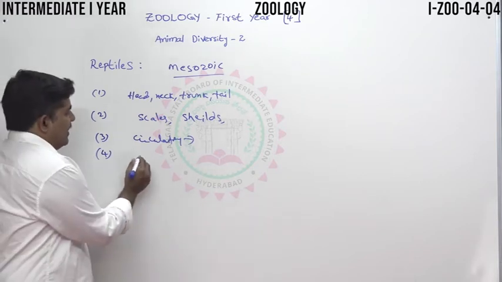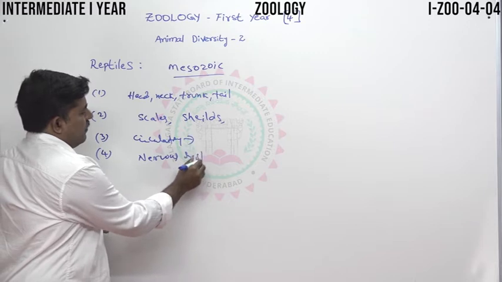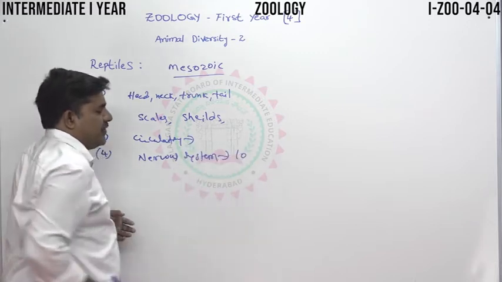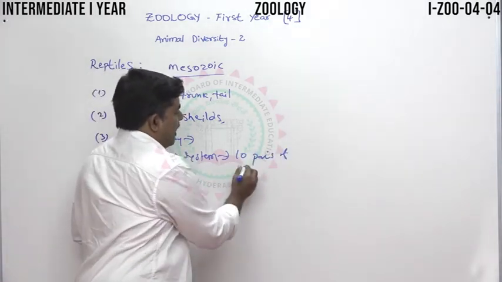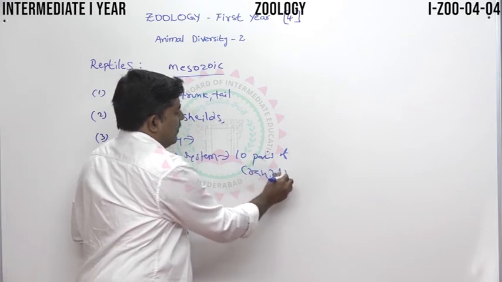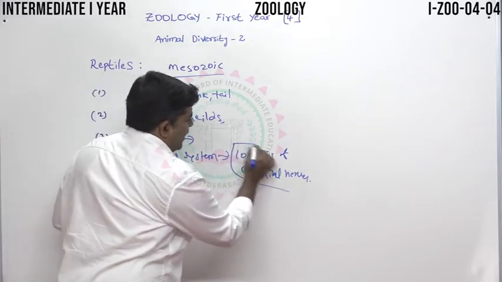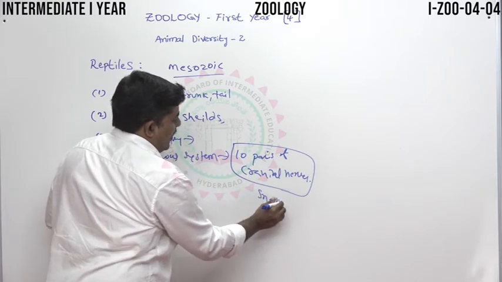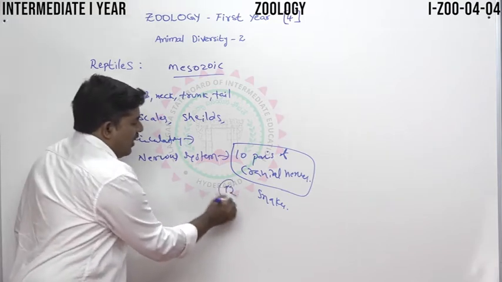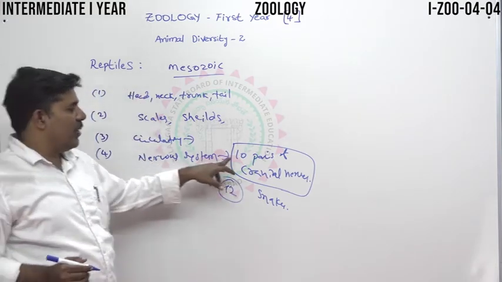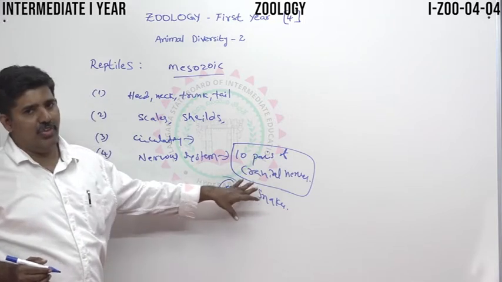In the nervous system, we can see 10 pairs of cranial nerves. Actually, only these 10 pairs of cranial nerves are seen in the snakes. All the remaining reptiles contain 12 pairs. Only 10 pairs of cranial nerves are shown in the snakes. So this is the special feature of the snakes, and we can observe this.